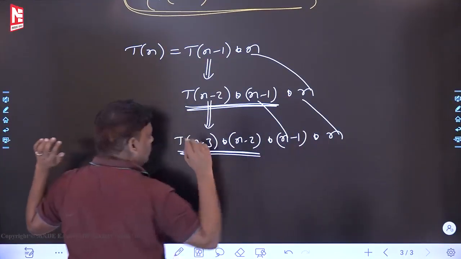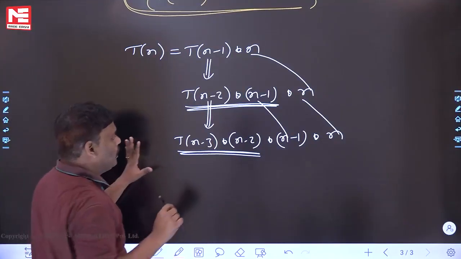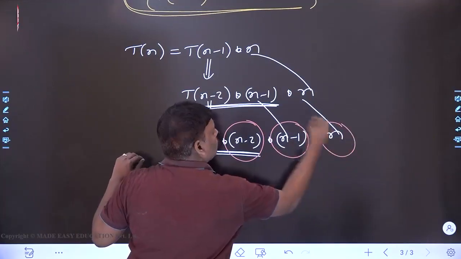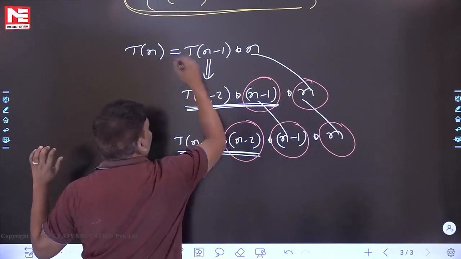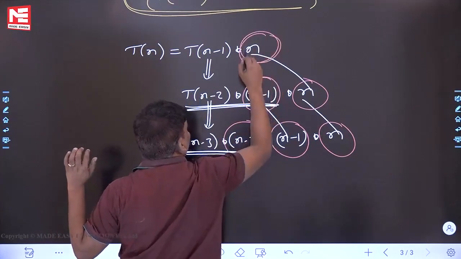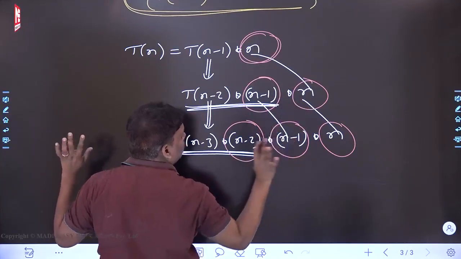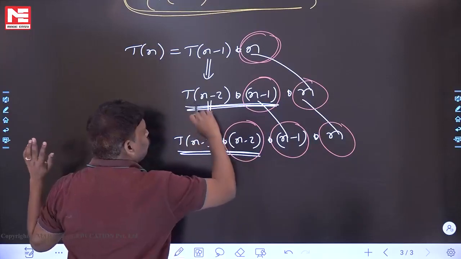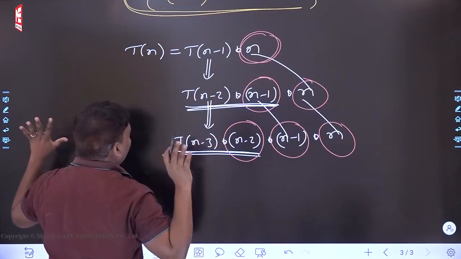Can you help me with how many times you substituted? You substituted 3 times. If you substitute 3 times, you can check that 3 non-recursive terms came. If you substitute 2 times, 2 non-recursive terms came. If you substitute 1 time, 1 non-recursive term. Why is it a non-recursive term? T is not there. These are non-recursive terms. 3 times I substituted, 3 non-recursive terms I got. 2 times, 2 non-recursive terms. 1 time, 1 non-recursive term.